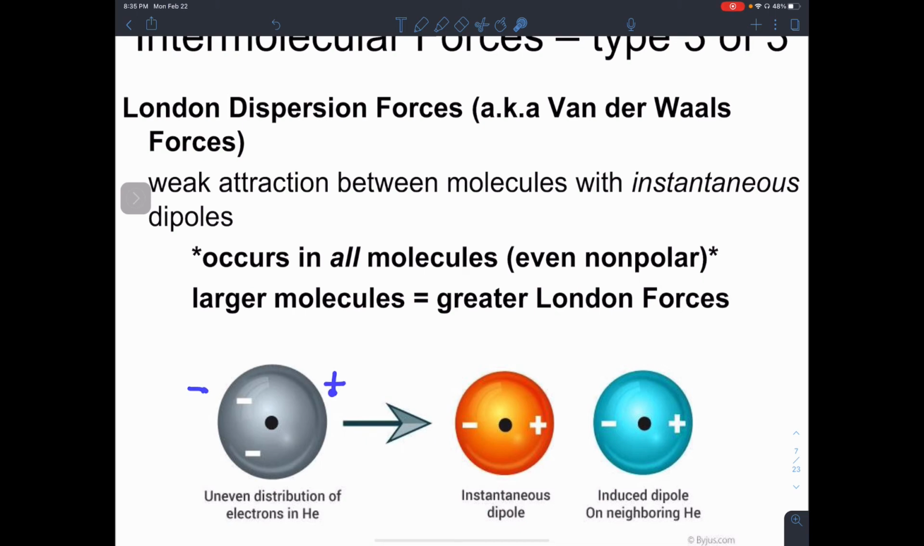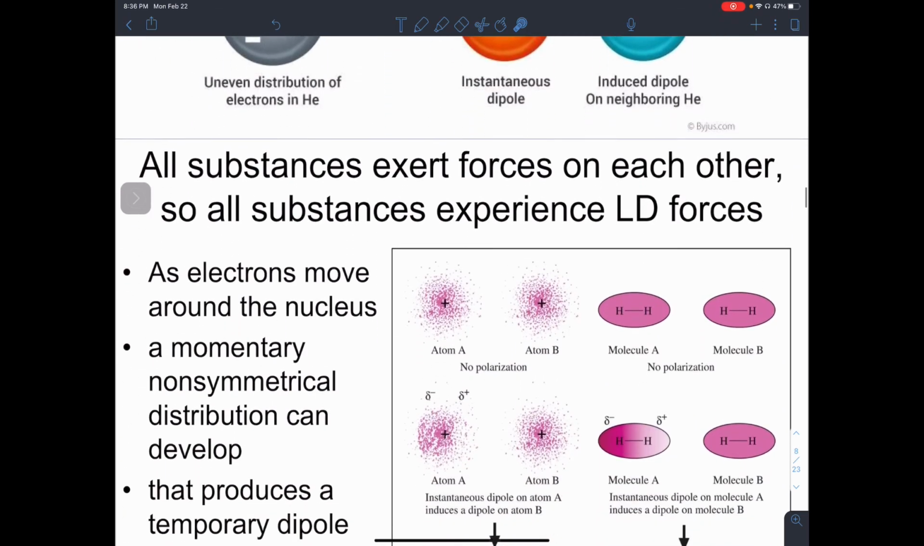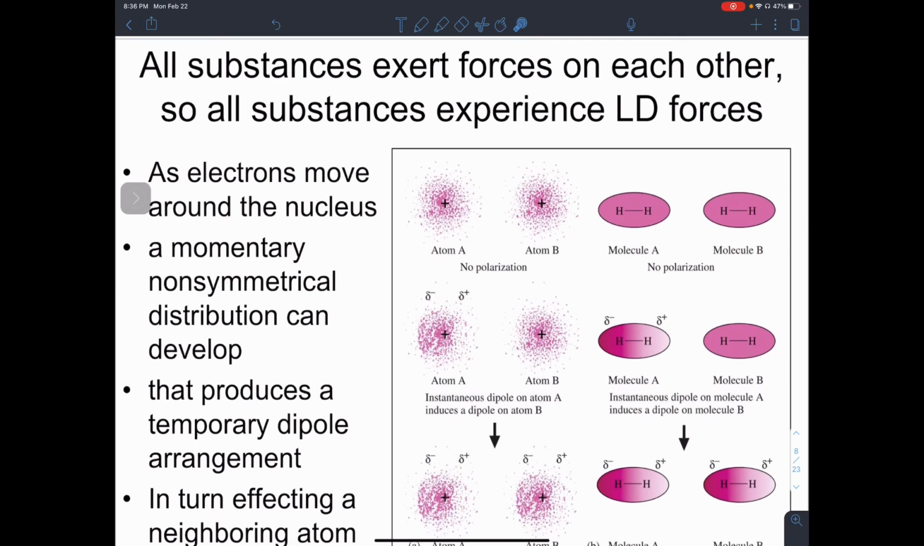And what about other atoms that come in contact with this atom? Well, those atoms too will become instantaneously polarized, and so forth. Each element can instantaneously polarize the thing that is next to it. It's not a sustained charge. We would not call these elements polar. We would say that for an instant, they can experience an attraction. All substances exert forces on each other. So all substances can experience these types of London dispersion forces.